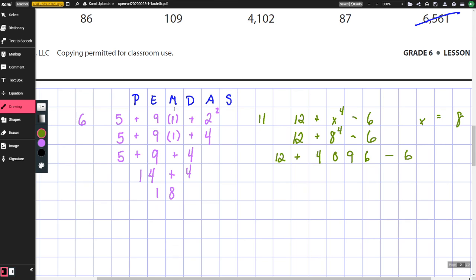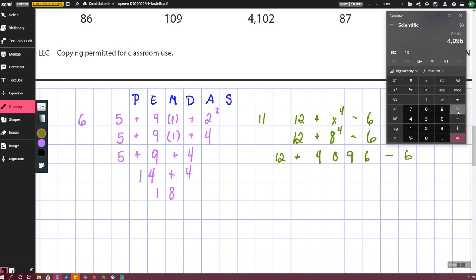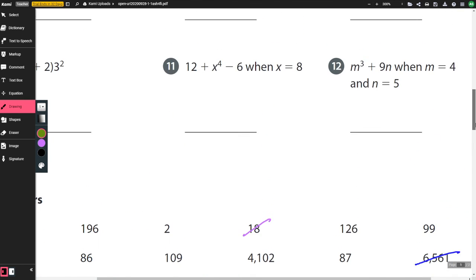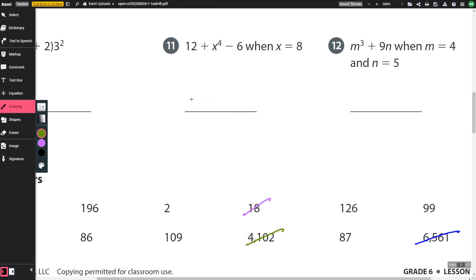Now I do multiplication and division. There's none. Adding and subtracting. Well, I first have to do 12 plus 4,096. And if I pull up my calculator, I can just add 12. And I get 4,108 minus 6. My answer is 4,102. If I scroll up to my answers, it's right there. 4,102.